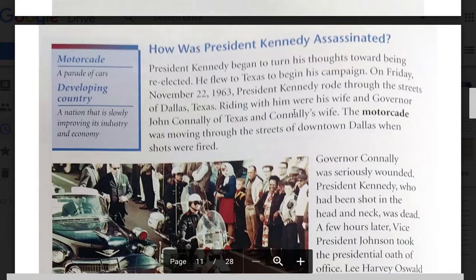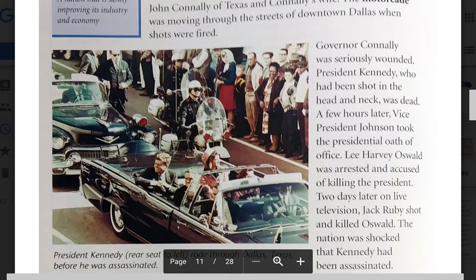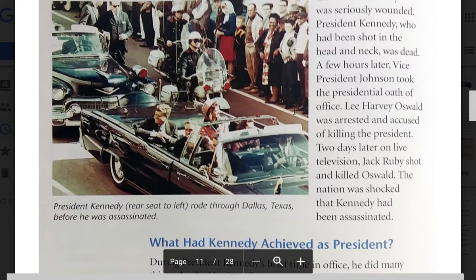The motorcade was moving through the streets of downtown Dallas when shots were fired. Governor Connally was seriously wounded. President Kennedy, who had been shot in the head and neck, was dead. A few hours later, Vice President Johnson took the presidential oath of office. Lee Harvey Oswald was arrested and accused of killing the president. Two days later on live television, Jack Ruby shot and killed Oswald. The nation was shocked that Kennedy had been assassinated.